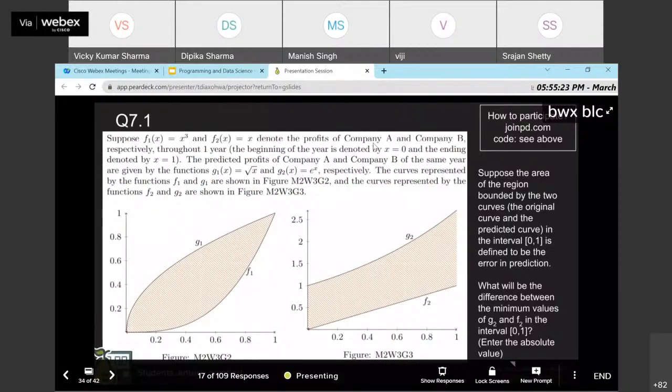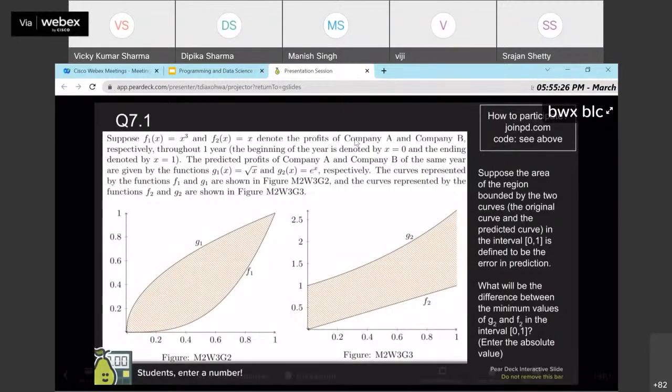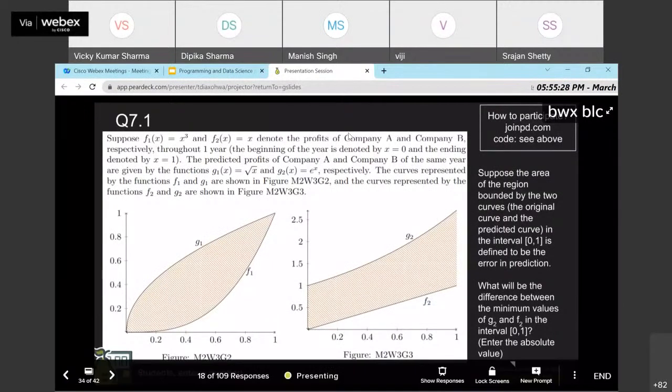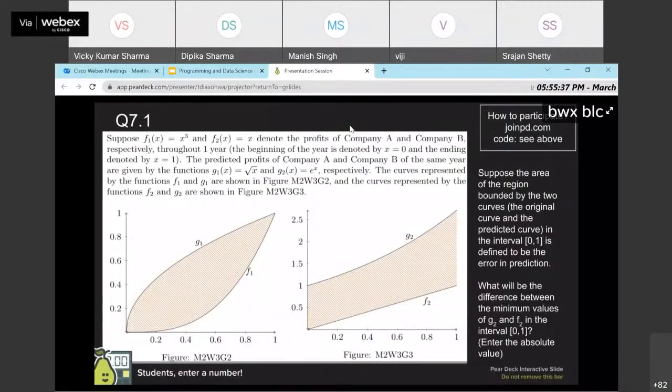Just raise your hand. Yeah, Srajan. Yeah, but again, I didn't go through that calculus part. So basically, I looked at the graph, and it's clear that G2 and F2 both go minimum at the starting of the interval. So G2 at 0 is 1, and F2 of x is nothing but x, which is 0. So the difference of them, absolute, is 1. Simple. Yeah, exactly.